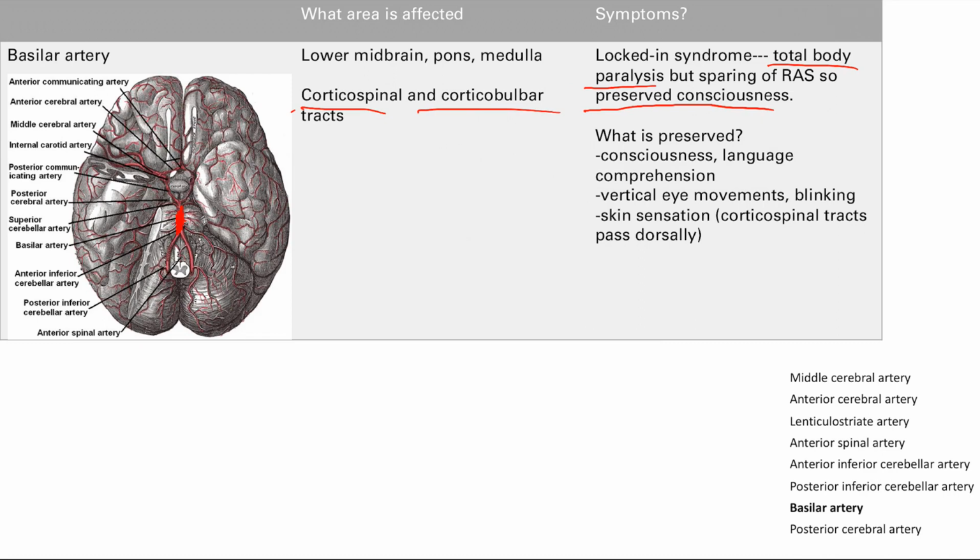The couple of other things that are preserved. So they preserve consciousness. They understand what you're talking about. If you talk to them, they understand what you're talking about. They can still move their eyes vertically. They can still blink, and they still have skin sensation. However, they can't move their body at all. So this is a pretty sad syndrome. It's a pretty miserable way to live because you are still awake and conscious, but you can't do anything.